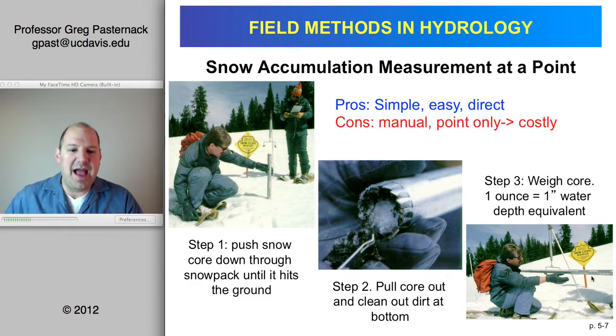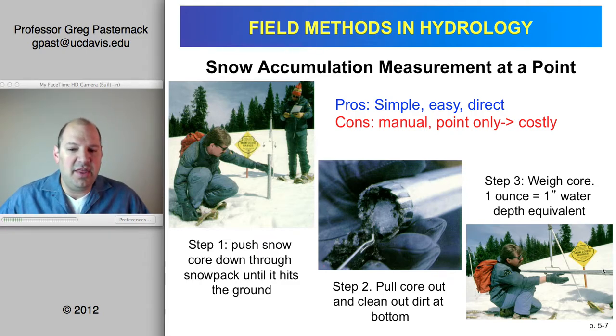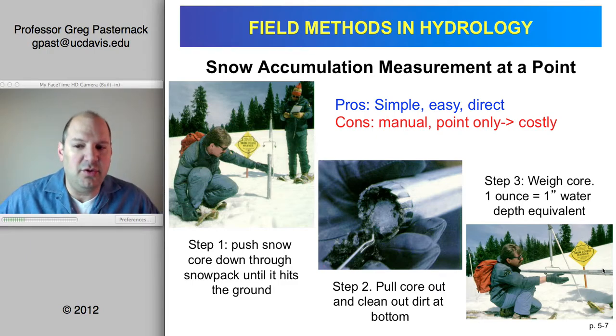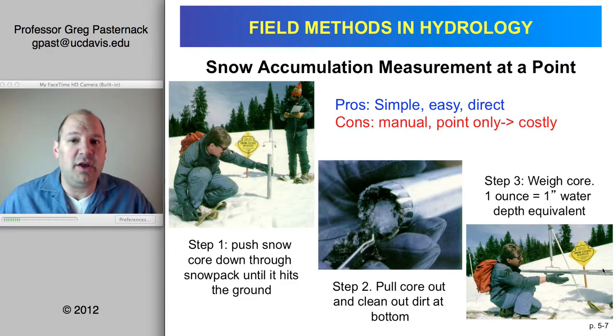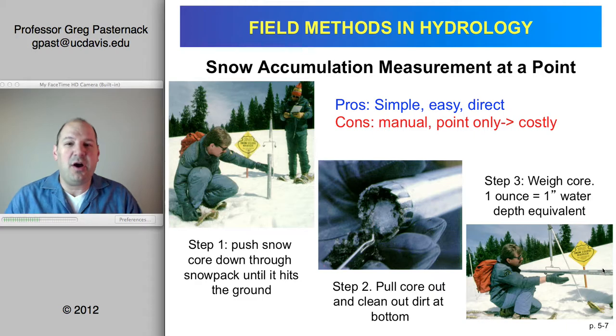The scale is pre-calibrated so that after you subtract the empty weight of the tube, 1 ounce of weight corresponds with 1 inch of water depth equivalent. That is, if you were to melt the snow, it's the weight of that. So the weight doesn't change whether it's snow or liquid. It's just giving you that weight. So the main advantage is it's very simple and easy. It's a direct measurement. You could imagine that if you had 30 or 40 feet of snow, you would probably not be able to push in with tubing that far.